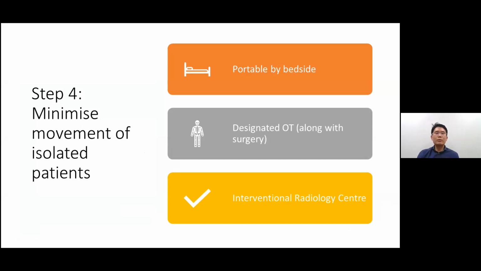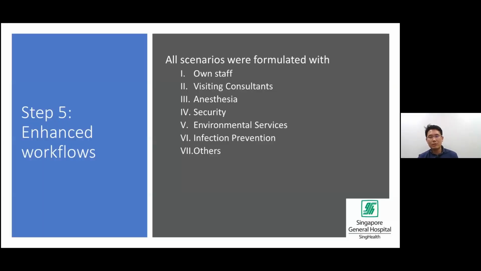Step 4. We want to minimize the movement of isolated patients. So this is our algorithm. If we can do the procedure by the patient's bedside, we will. So we're looking at chest drainages, maybe some lines. Sometimes you can get a digital radiography to supplement you. We have in the hospital a designated OT for procedures for these patients. This is shared with surgery as well as the other specialities. This OT will be supplemented by a mobile C-arm. It's fairly high quality, but if the patient really needs care that involves a dedicated angiography suite or CT scan, the patient comes to interventional radiology.